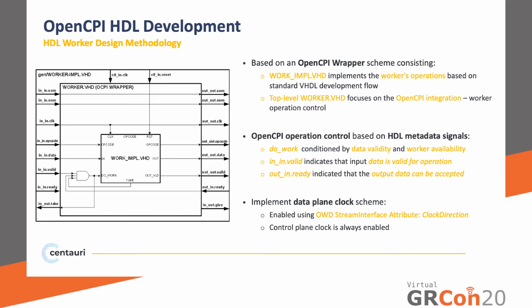In addition, we are implementing a data plane scheme, which is new for OpenCPI 2.0. In this scheme, you can associate a clock with an interface. As a result, we can use that clock to actually run our worker. To enable this functionality within the framework, you have to use the worker description attribute clock direction. More detail can be obtained within the user guide.